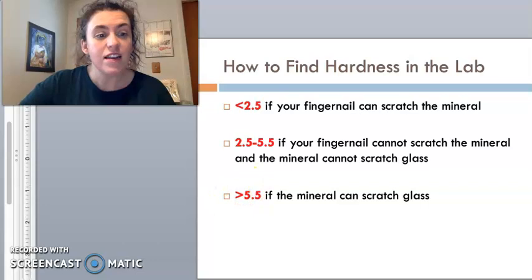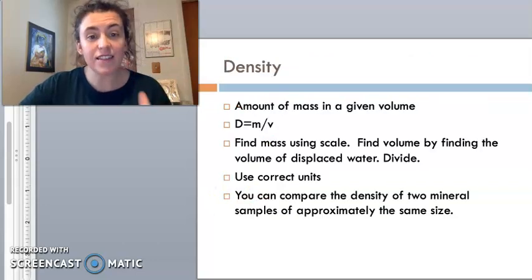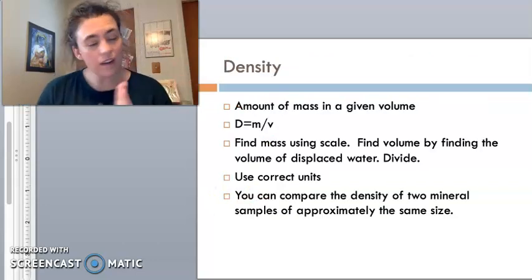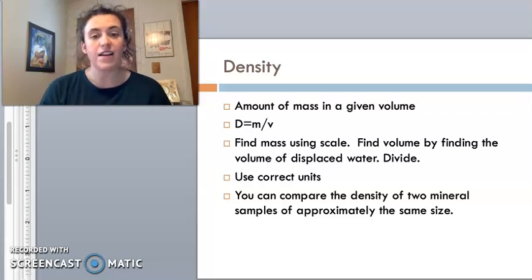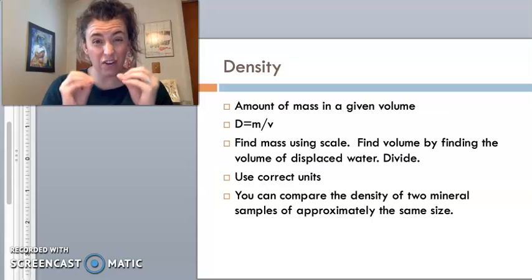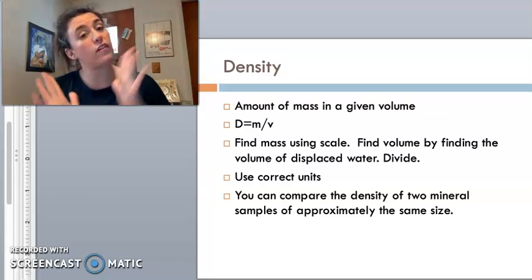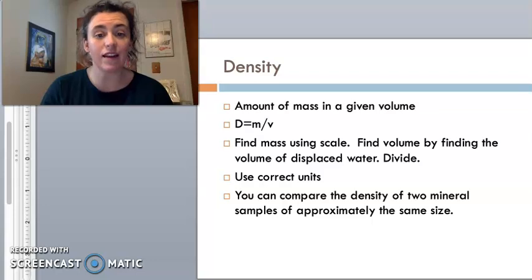Okay, now let's talk about density. Density is another one. We're not going to do this in the lab, but it is really helpful because some minerals are very, very dense and some of them are very, very light. And so that can give you an indicator of which mineral it is. It is very helpful, but we're just not going to use that in the lab.